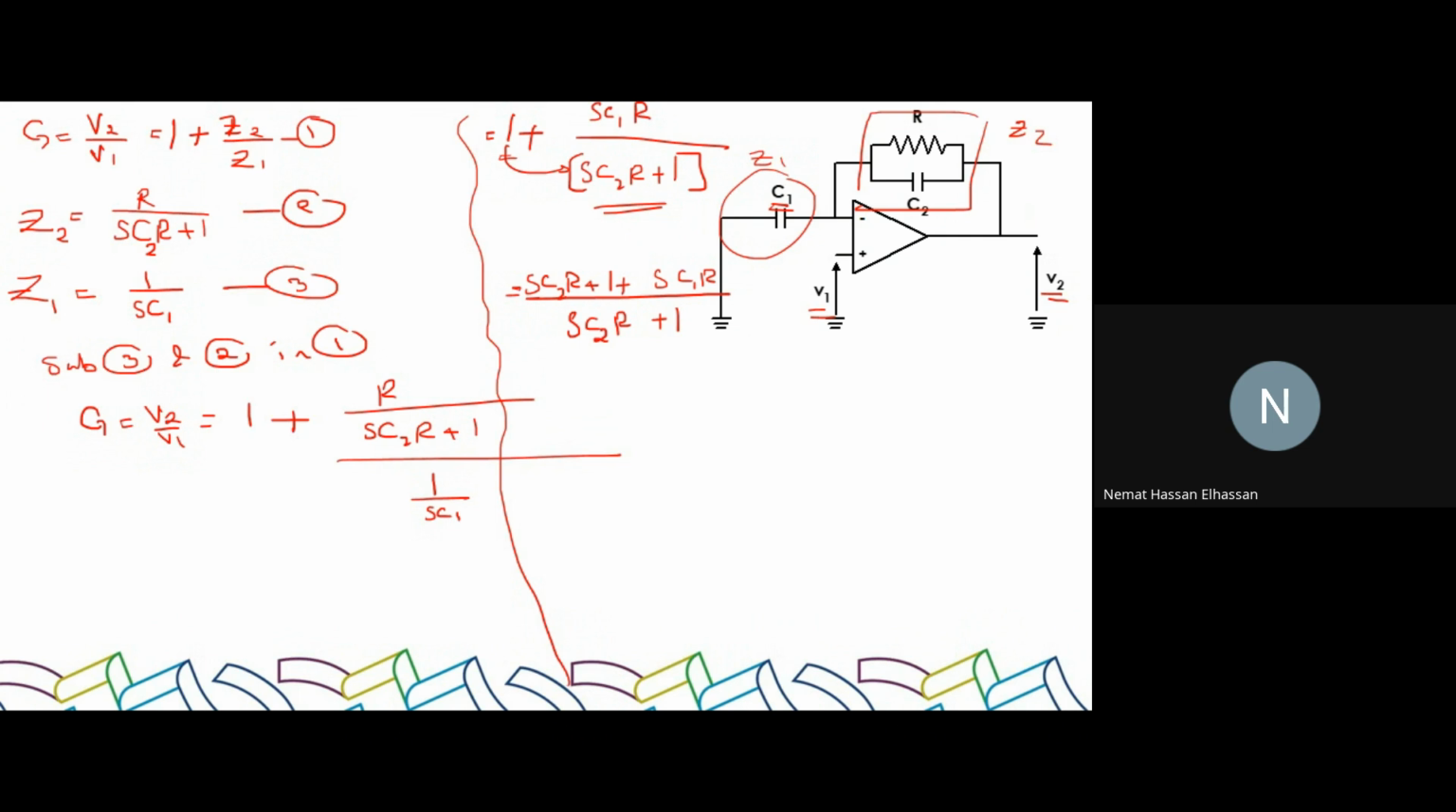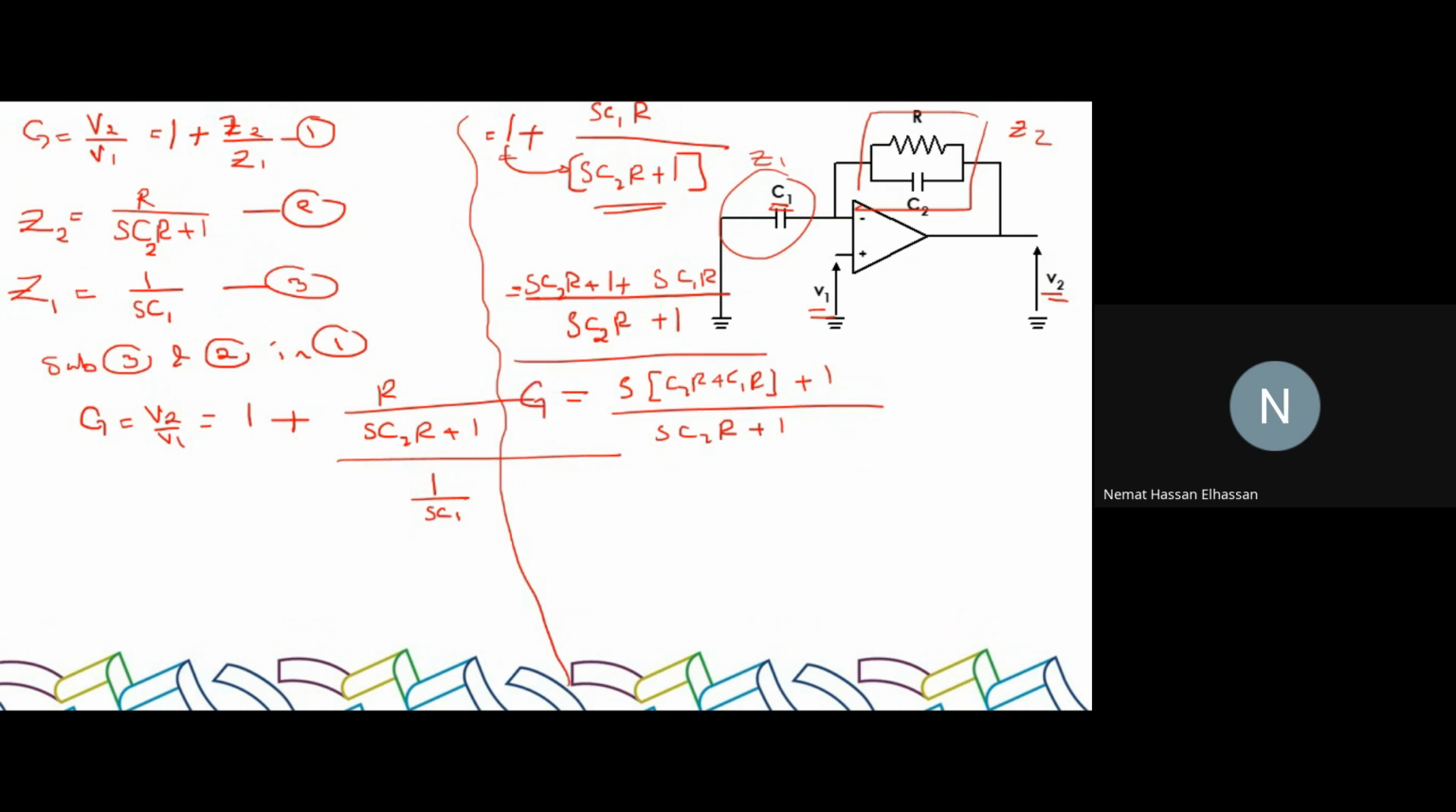Go ahead. Look for it. Okay? Which is equal to what? S times C2R plus C1R plus 1 divided by SC2R plus 1. Do you agree with that? Make sense? Right. Now I'm going to ask you, we reached to the point of gain.